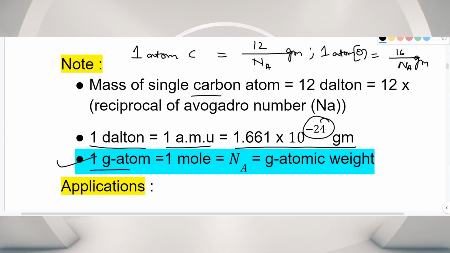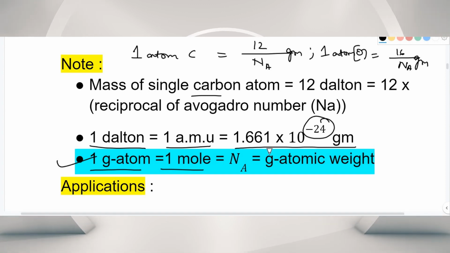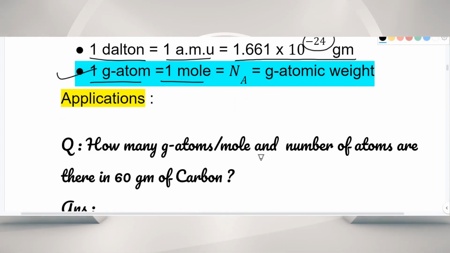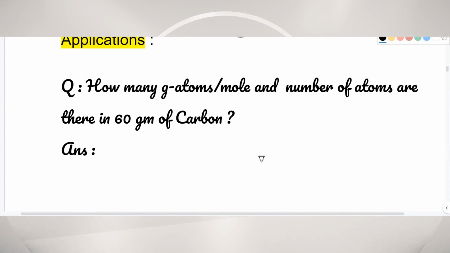Moving ahead, 1 G atom is same as 1 mole. So sometimes in the question, they don't ask us to calculate number of moles. They say calculate number of G atoms, which is same as Avogadro number, which is same as G atomic weight. Now let's begin with the application questions. How many G atoms means how many moles?